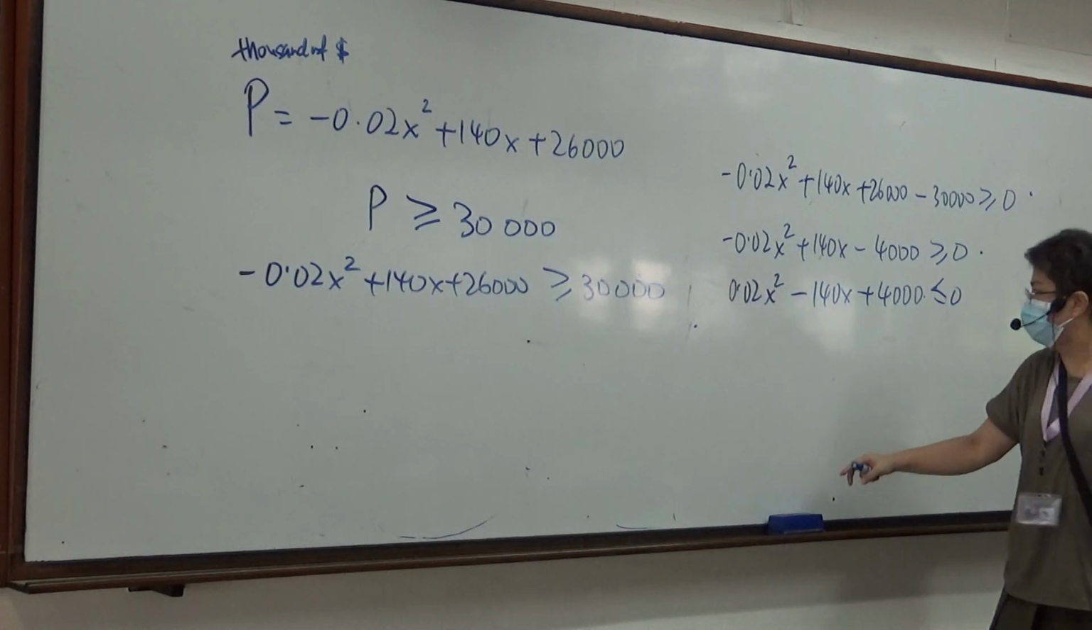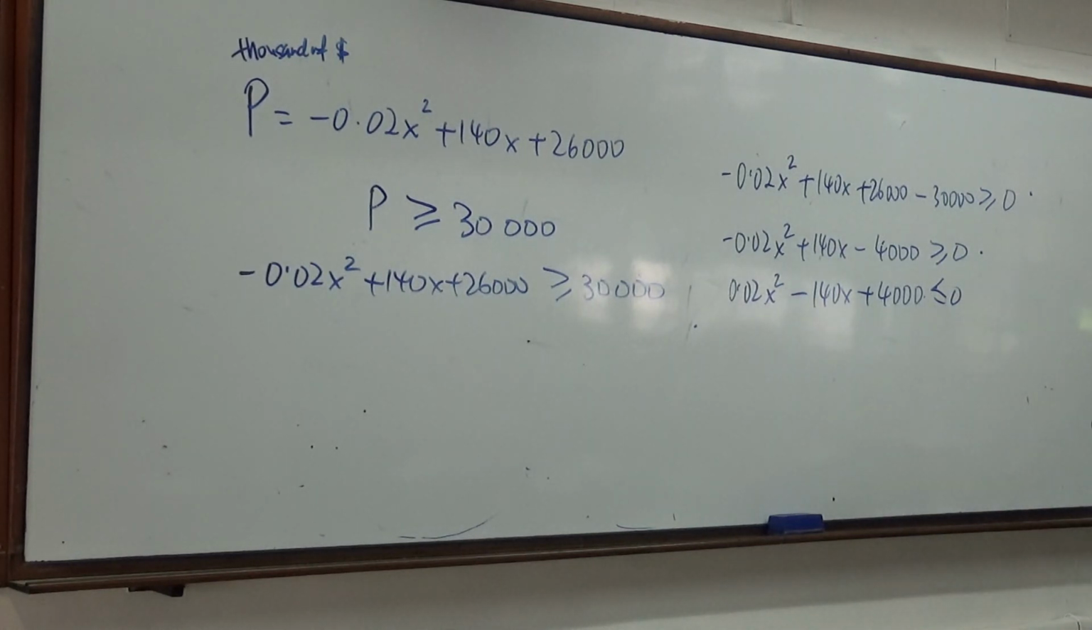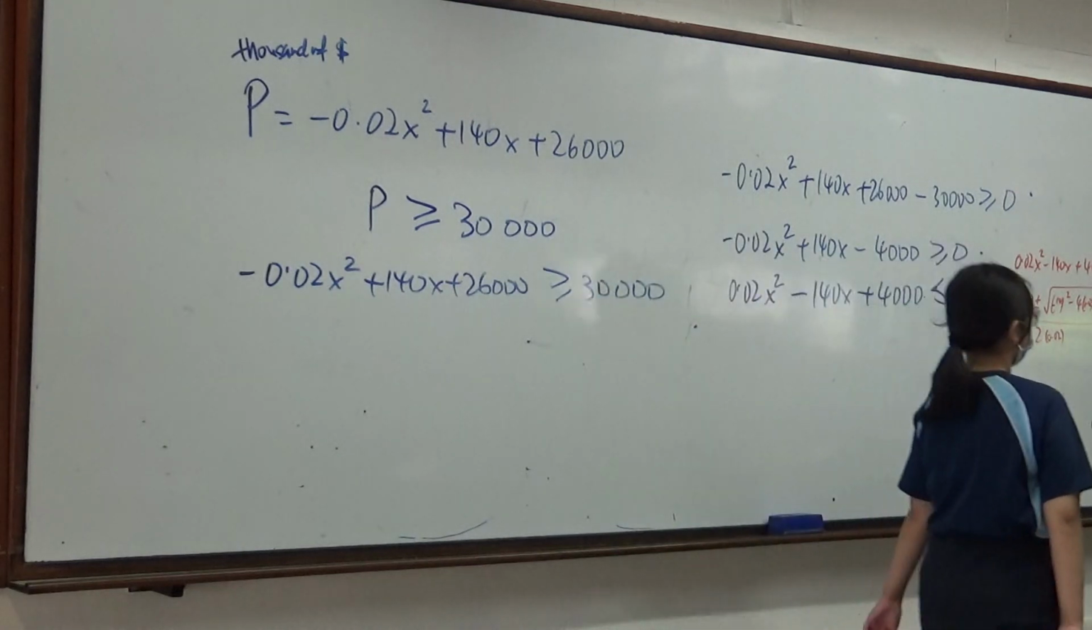Okay, I'm going to do it here in orange. I will have to solve this equal to 0, right? To get the roots. So x will be minus b plus minus the square root of b squared take away 4ac, over 2a, right? Now what is my b? Negative 140. This is 0.02. This is 4,000, correct? Then 2a, 0.02 again. Agree, class?